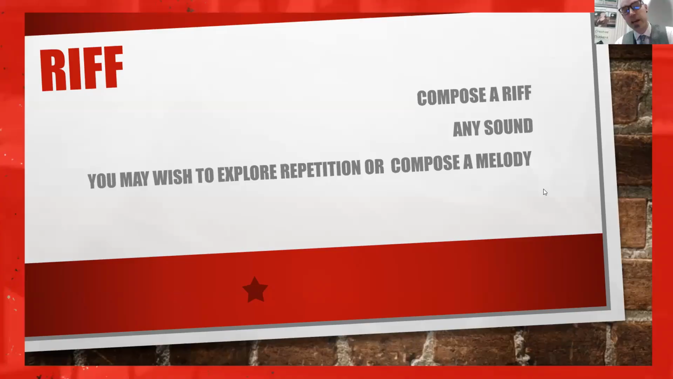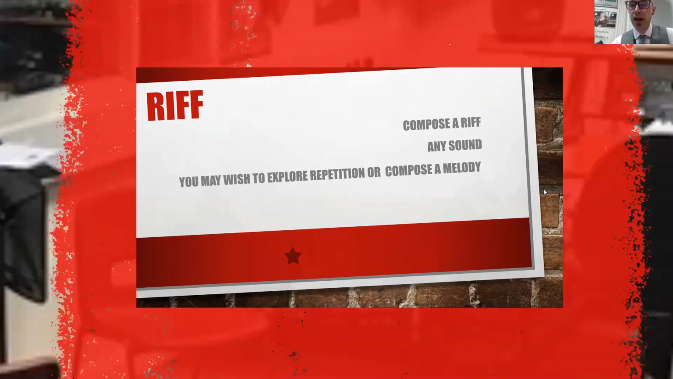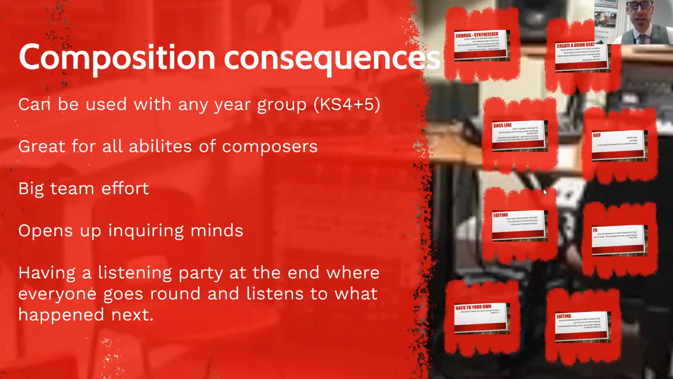Now they've inherited a bass line, a chord sequence, a drum beat. Right, write a riff over the top. Any sound, doesn't matter. You might want to have a riff. You might want to put a melody on it. Go for it. Next one. Then they go to the next one.